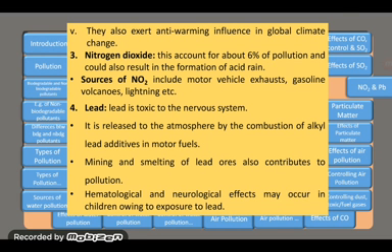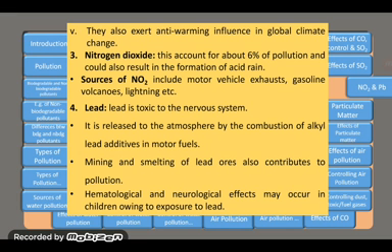Now the next pollutant we'll be considering is lead. Lead is toxic to the nervous system. I don't know if you have heard about lead poisoning. So lead is very toxic to humans. It is released to the atmosphere by the combustion of alkyl lead additives in motor fuels. Don't forget we use lead compounds as anti-knocking agents in some engines. And when this burns, it can be released to the what? Atmosphere. Its vapor can be released to the atmosphere and become harmful to humans, plants, and animals.